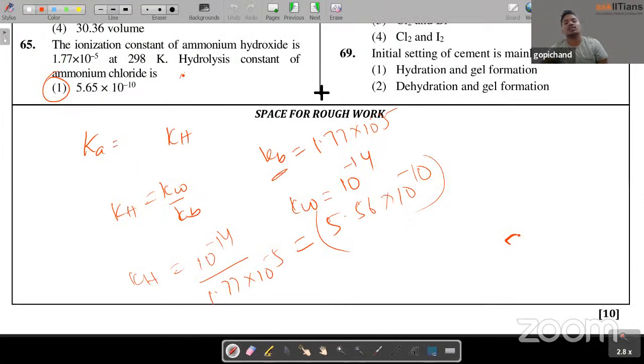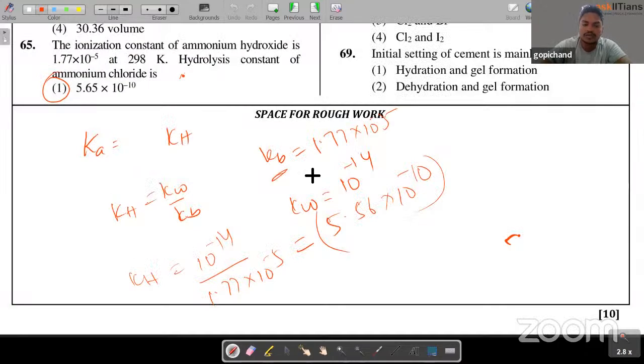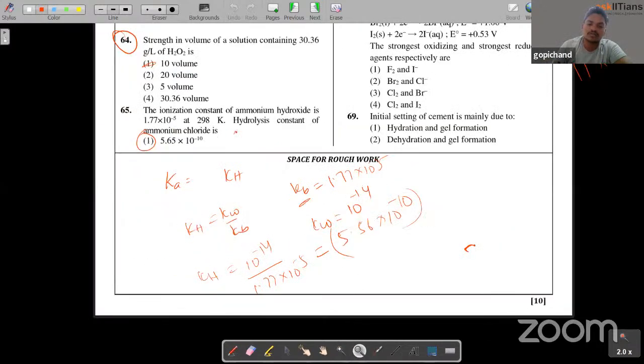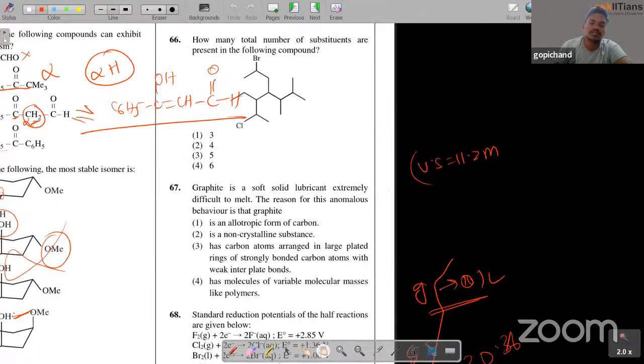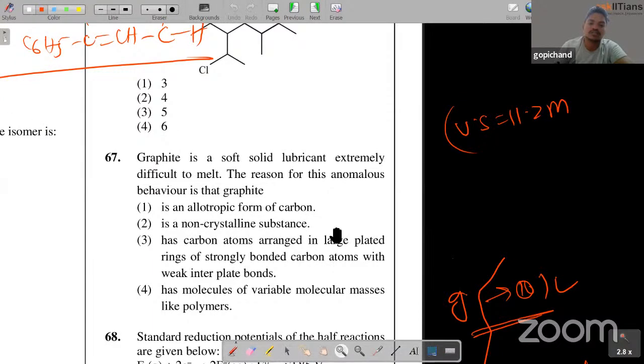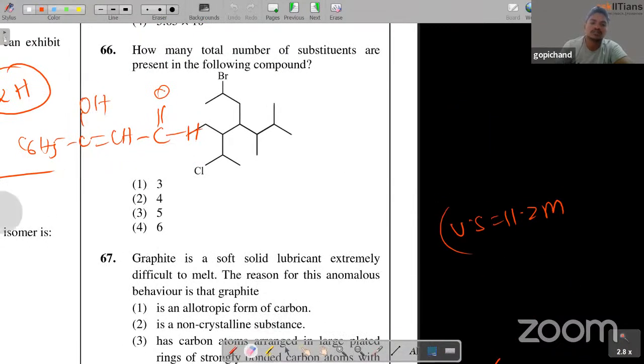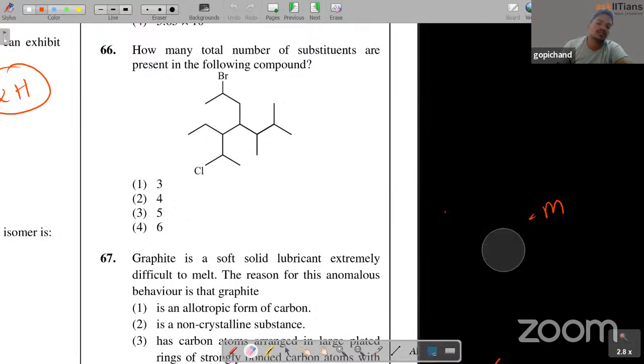Okay. So the ionization constant is given, and if it is a base, we can say that Kh is equal to Kw by Kb. If it is an acid given, then it will become Kw by Ka. Okay, right. Try to answer the question number 66. Question number 66 is another important question.